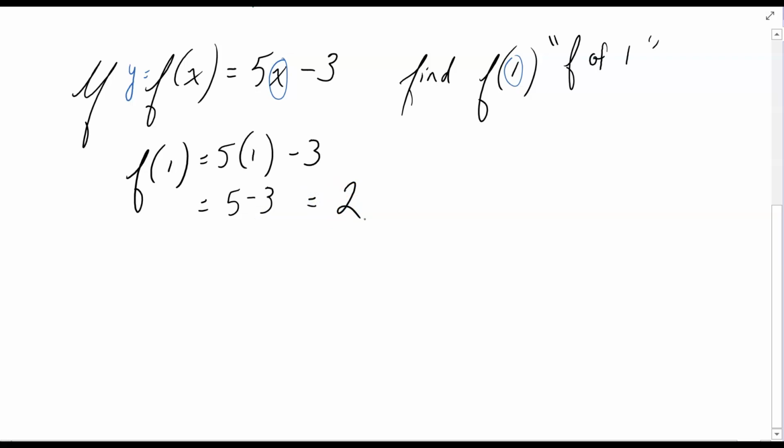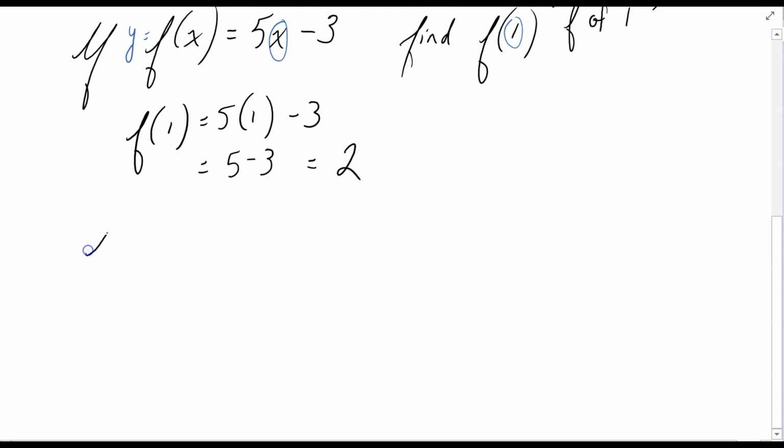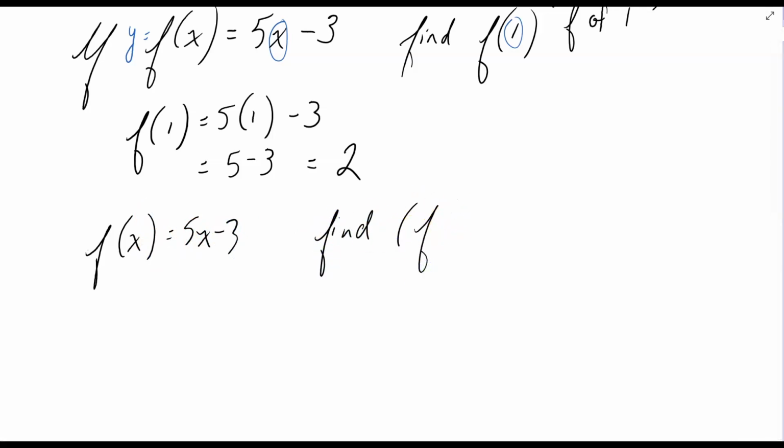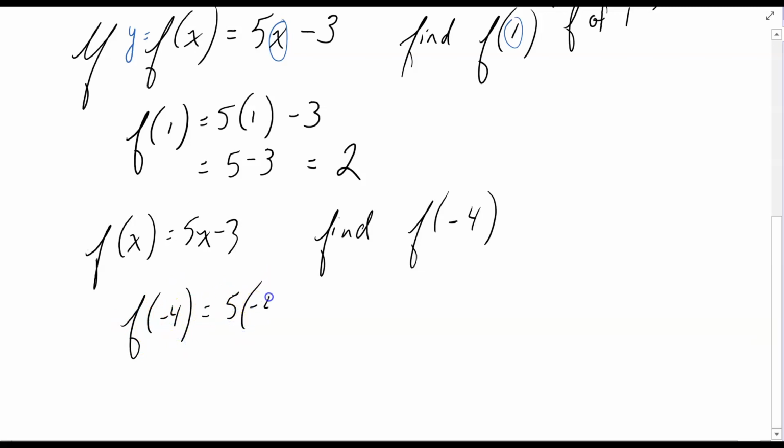All right, we can do any other value of x. We could do negative values also. So f of x is 5x minus 3. Find f of minus 4. And if you want to pause the video, you could just pause it now. Go ahead and practice that. F of minus 4 is equal to 5 times minus 4, subtract 3. Remember order of operations. We do the multiplication first, minus 20, subtract 3, minus 23.